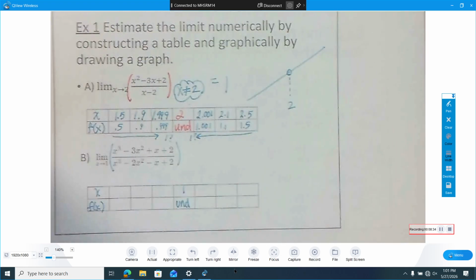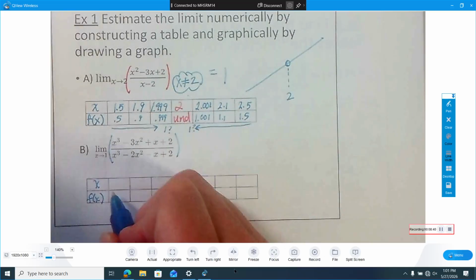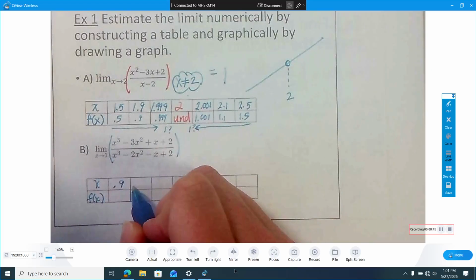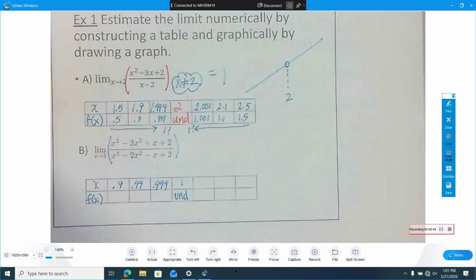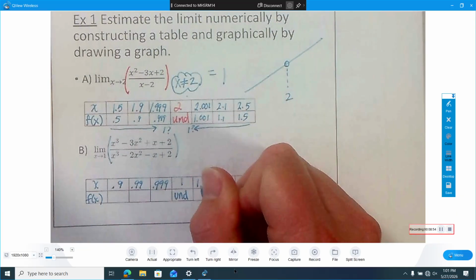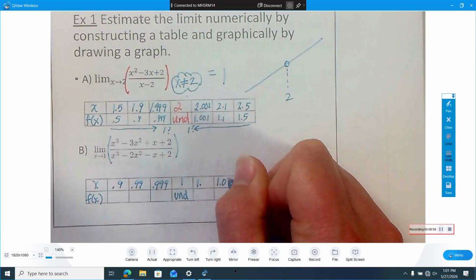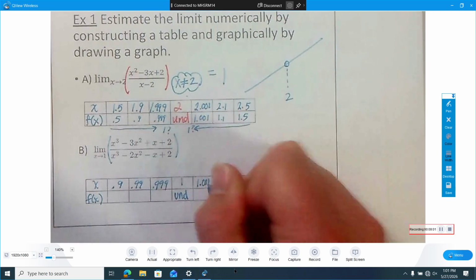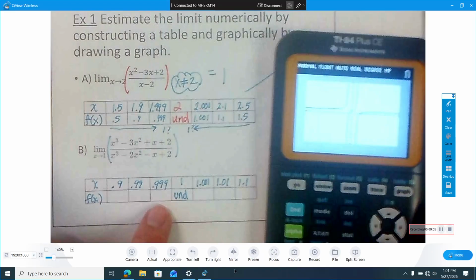But again, we're going to see what happens numerically. So I want some values to the left of 1. What's very close to 1 on the left side? I'm just going to do 0.9, 0.99, and 0.999. I'm getting lots closer. All right. What's on the other side? 1.1, 1.01, and 1.001. Yeah, that's getting progressively closer. Whatever order you want to write those in.